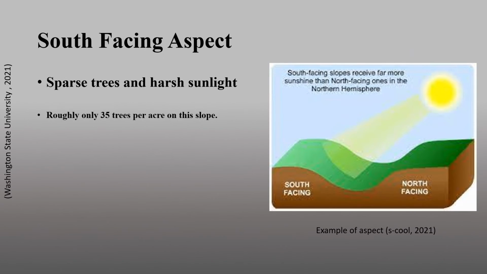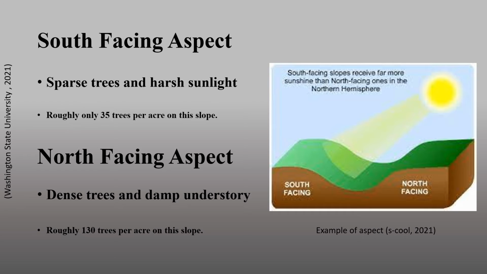The south-facing aspect of Kamiak Butte supports few trees, at only around 35 trees per acre. The north-facing aspect of the butte is much more dense with trees, at roughly 130 trees per acre. As well as having more trees, the north aspect can also grow mosses and ferns.